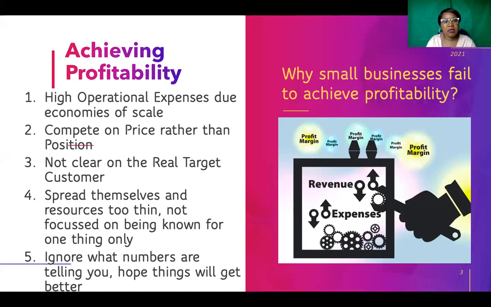Full stop. That's profitability. So what we have identified is why small businesses generally struggle to achieve profitability, even when you see revenue increasing. The main thing that we have picked up within entrepreneurs is that they have high operational expenditures, where the real root cause is that their economies of scale have not improved enough to make sure they utilize all their operational expenses. Number two, they generally compete on price rather than positioning. Number three, they are not clear on the real target customer.